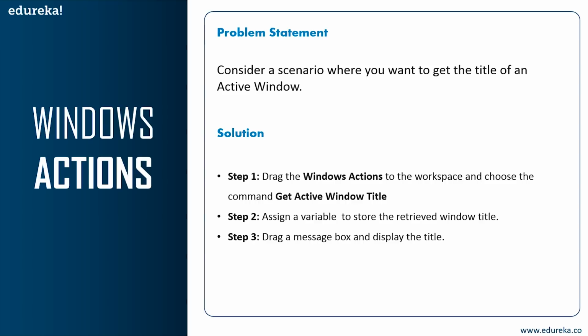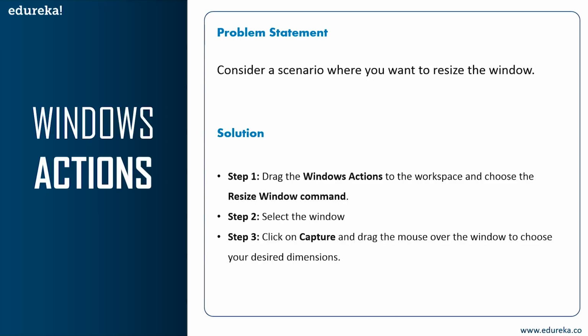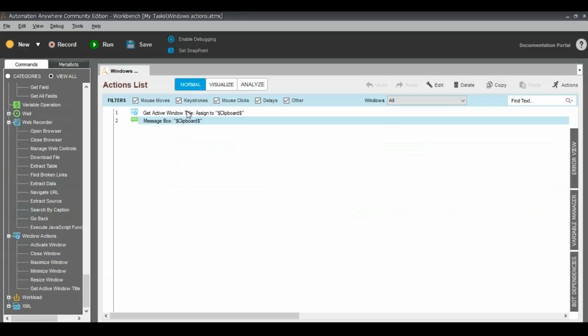So let's consider a scenario where we want to resize a window to any size that we wish to, right? So any dimension that we wish to. So for that, what you have to do is you have to again drag and drop Windows Actions command into your workspace and then choose the resize window command. After that, you'll have to select the window for which you want to resize a window, and then you'll have to click on capture and drag your mouse over the dimensions that you want the window to be resized. So let's just do that. So for that, what we're going to do is I'm just going to remove this part.